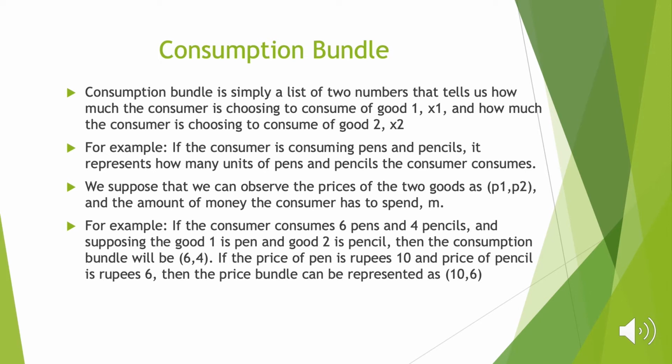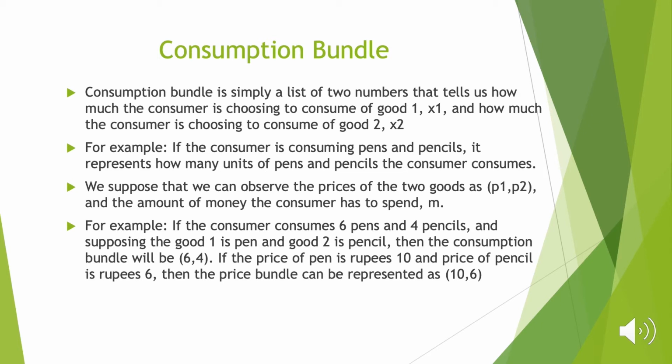For example, if the consumer is consuming pens and pencils, it represents how many units of pens and pencils the consumer consumes. We suppose that we can observe the prices of the two goods as P1, P2, and the amount of money the consumer has to spend as M. M is nothing but the total income of the consumer. For example, if the consumer consumes 6 pens and 4 pencils, and supposing good 1 is pen and good 2 is pencil, then the consumption bundle will be 6, 4.